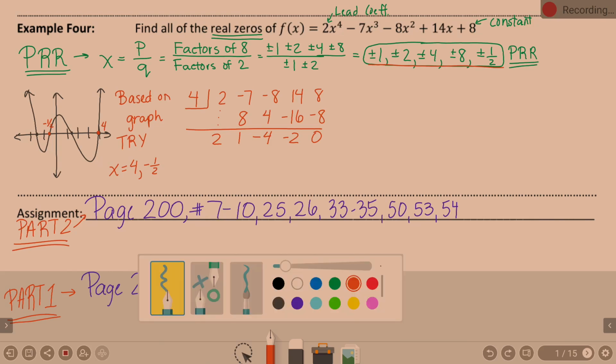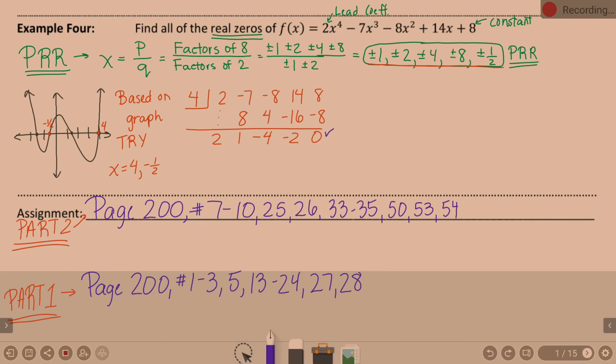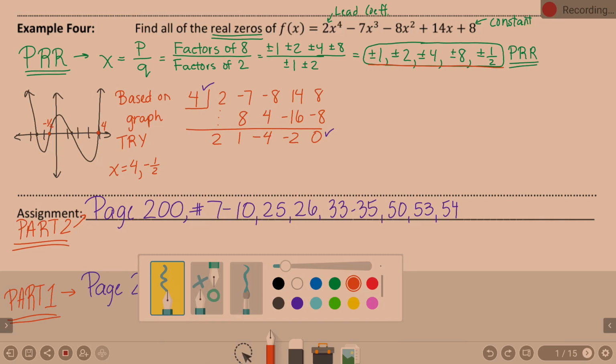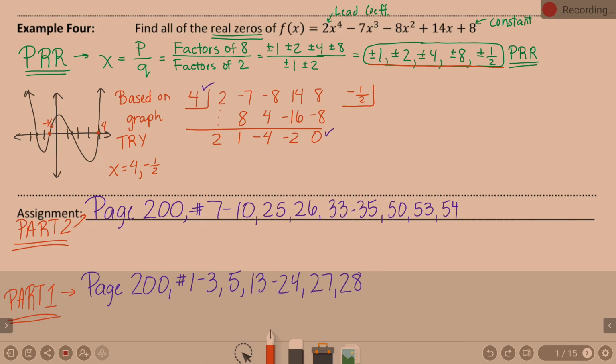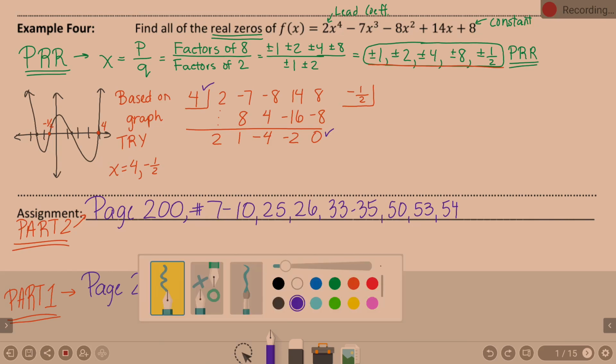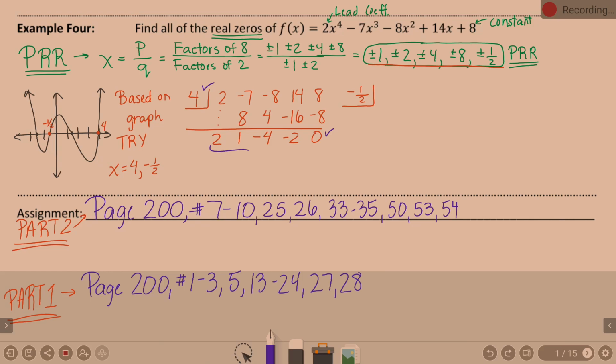Did it work? Yes, it works. As we expected, we got a remainder of 0. We expected 4 to work because it's from our list and it looked like it was on the graph. Now what? We're going to try -1/2. What's the catch here? What line of numbers do I use with -1/2? The answer to the previous one.